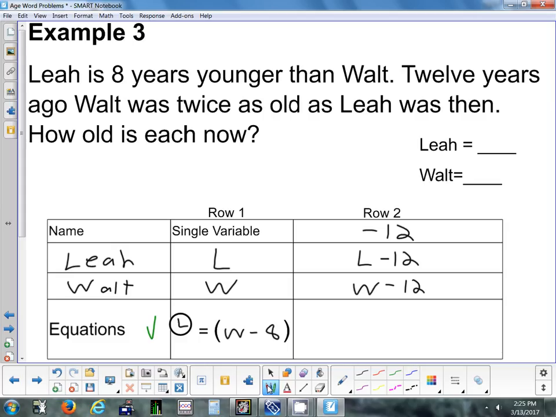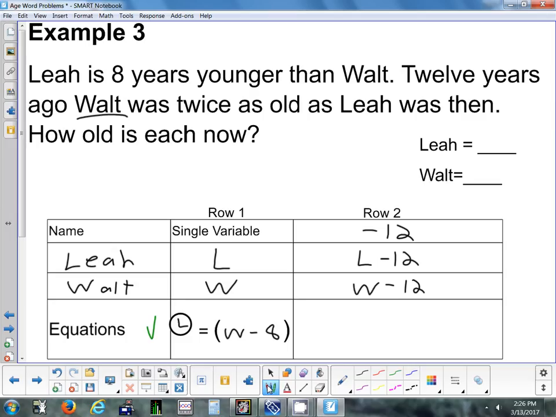But yeah, we're going to use the L minus 12s and the W minus 12s stuff in the second column. So 12 years ago, Walt was twice as old as Leah was. Can somebody start off that equation for me? Josh? 12 years ago, what comes first?